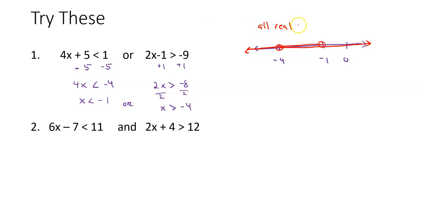Question is, how do I say all real numbers with interval notation? Well, it's everything from negative infinity all the way to positive infinity. So that's how I write all real numbers in terms of interval notation. It's everything. Every number from the far left to the far right is included here.